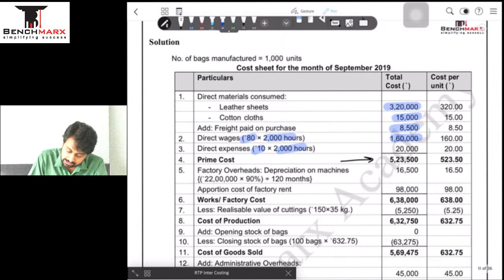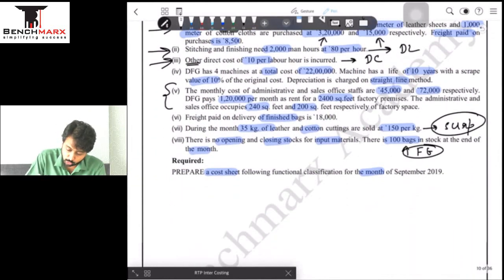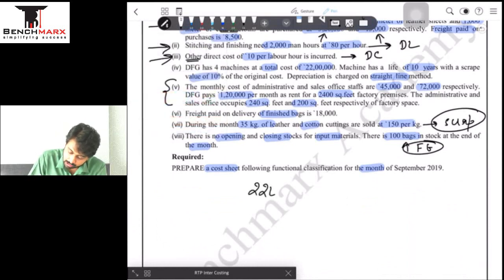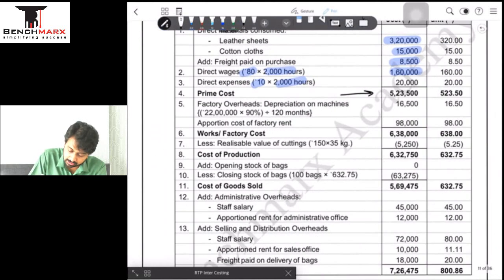ठीक है, सो डीएम इज गॉन, फ्रेट इज गॉन, वेज इज गॉन एंड प्राइम कॉस्ट इज टेकन केयर ऑफ, दैट इज 523,500. ठीक है, ओवरहेड्स एज आई सेड तुम्हारा डेप्री इज अ पार्ट ऑफ ओवरहेड्स. द डेप्री कंप्यूटेशन इज 22 lakhs माइनस 10% स्क्रैप. आई विल डिवाइड बाई 10 years एंड दिस इज माई डेप्री पर एनम. डिवाइड दिस ऑल्सो बाई 12, आई विल गेट द डेप्री पर मंथ. That is what they must have done.